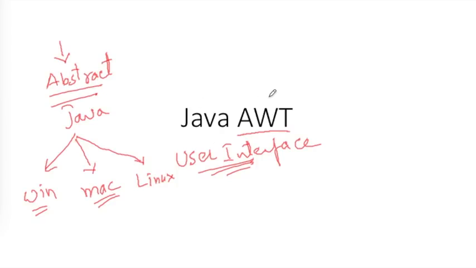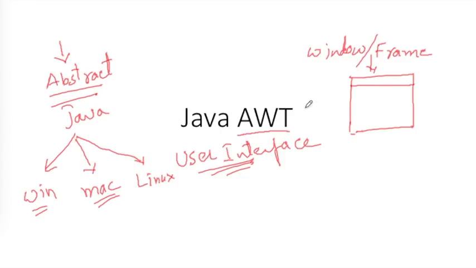So Abstract Window Toolkit. This window doesn't mean Windows operating system, but the user interface will have containers like frames or windows. We call them window. We find windows on Linux also, Mac also, and Windows operating system also. So that's how the name comes, Abstract Window Toolkit.